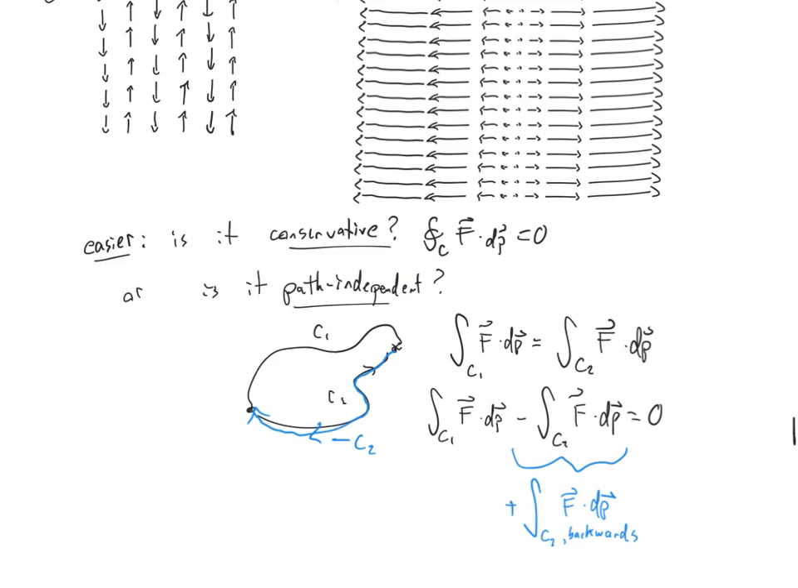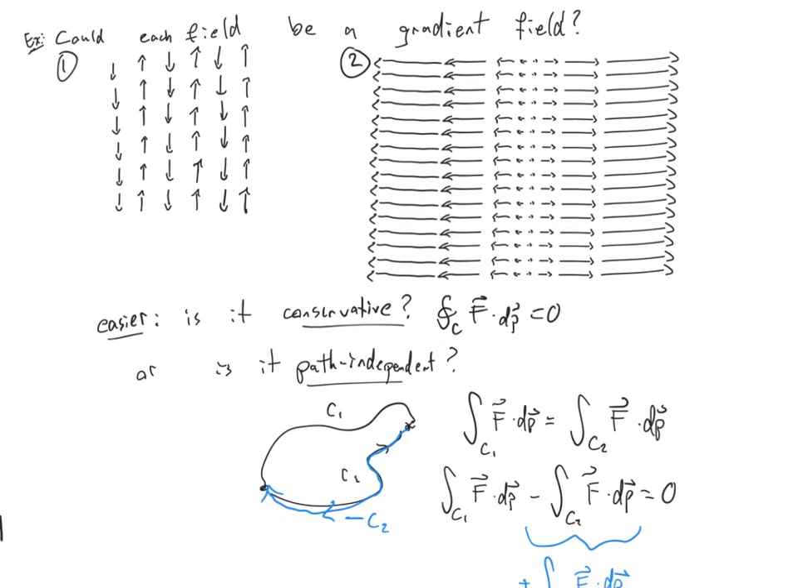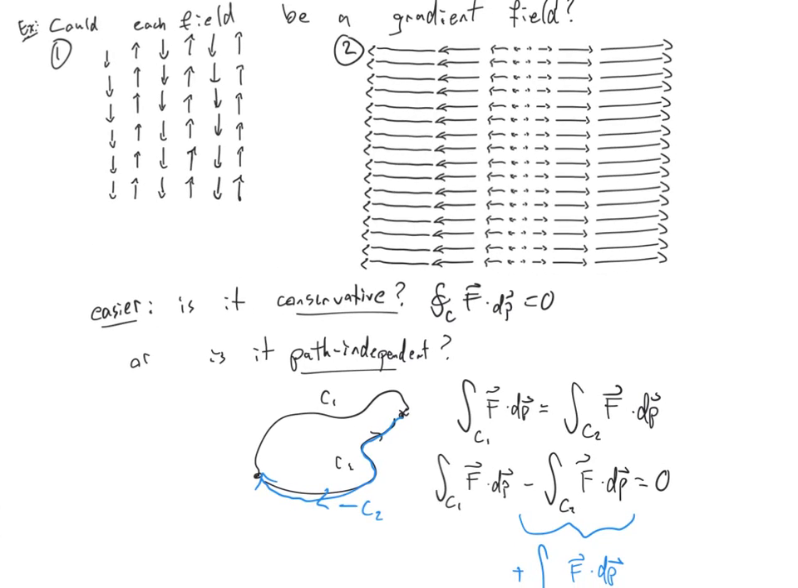And so you can translate any question about a loop into splitting the loop into two pieces. Because of path independence, each of those pieces has to add up to the same amount, but then you turn one around, and you get this sort of cancellation property. Okay, that's kind of an aside. What matters for this problem is it's easier to eyeball conservative or path independence. So let's draw some paths, and that will tell us that these things can or can't be gradient.